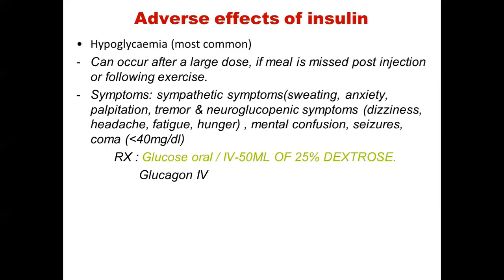So what is the immediate treatment for hypoglycemia? It is glucose, given either orally, or if the patient is not able to take it orally, he has to be given an IV injection of 25% dextrose 50 ml immediately. If glucose is not available, glucagon can be given IM, intramuscular, or IV. That is one advantage of glucagon. It can be given IM also, so if the veins are not accessible, you can give glucagon.